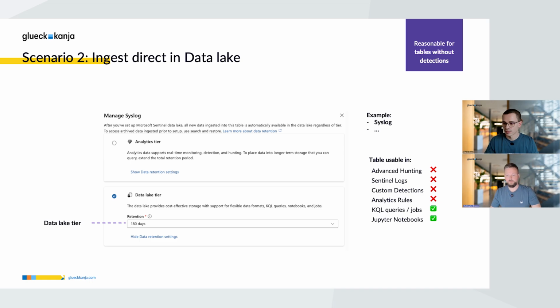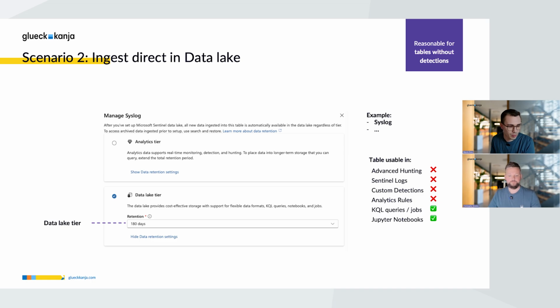But Marvin, this comes with some limitations, right? Yeah, we have some limitations. As you can see, regarding the lower ingestion costs, we are limited in some functions like advanced hunting, custom detection, and of course analytic rules. But as Chris said, we can use KQL jobs. And one point I really like is the Jupyter Notebooks, because we are able to do visualizations for the first time on the data which is in the data lake tier. So this is interesting, of course, to do some TI mapping or something like that. And we will have a short demo about it later.